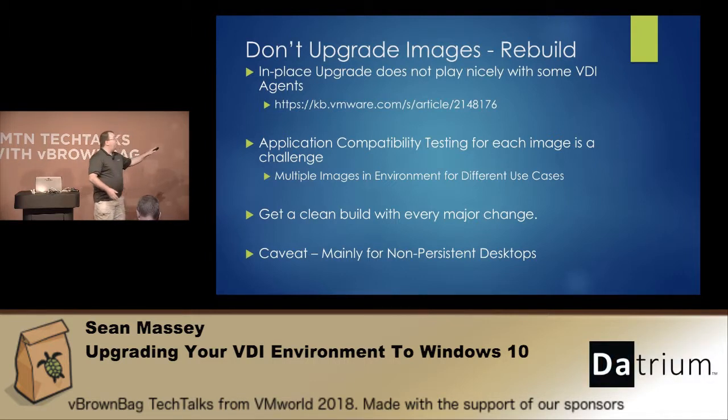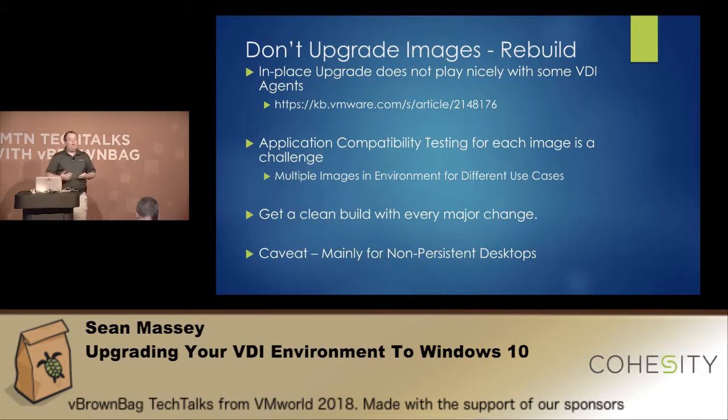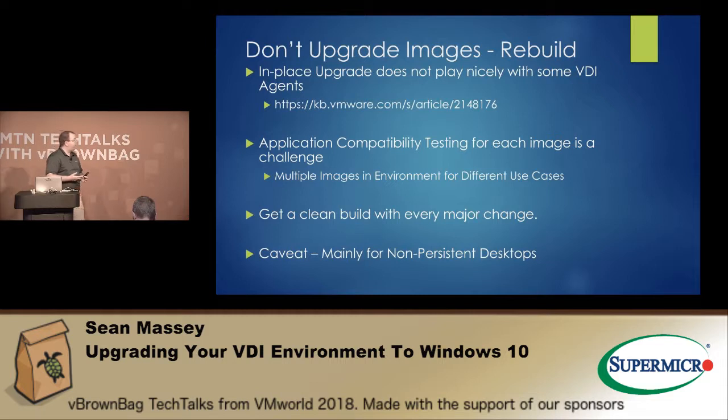First off, VMware does not support that. So if I have a VMware Horizon environment, and I want to go from 1709 to 1803, I can't do an in-place upgrade. I would actually have to remove the Horizon agent, remove the App Volumes agent, and then do the upgrade. So it's actually easier just to rebuild the image.